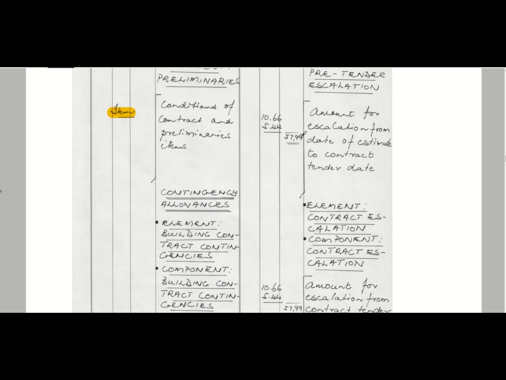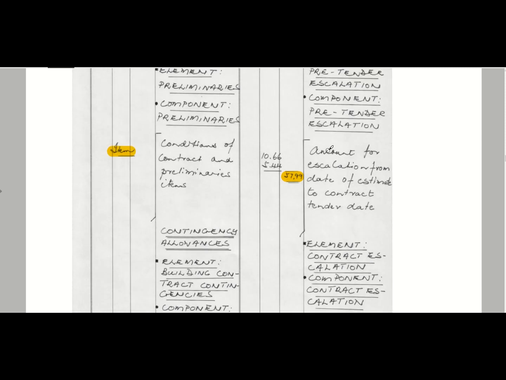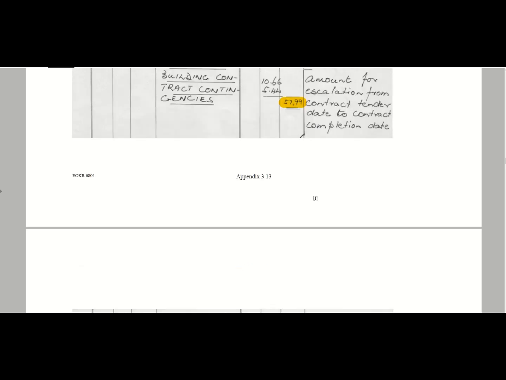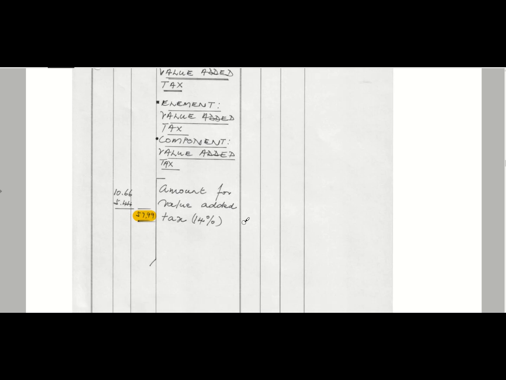You will see another thing is your pre-tender escalation. For our purposes, it's not going to be necessary to look at pre-tender escalation. Elemental contract calculations are all just square meter, and then you will see the VAT component just added to that.